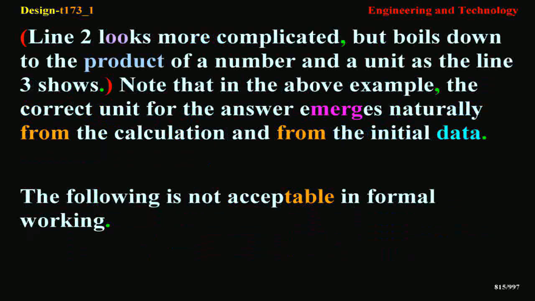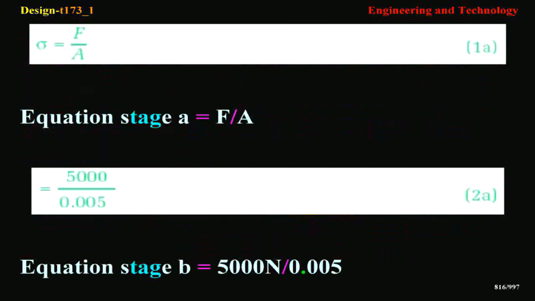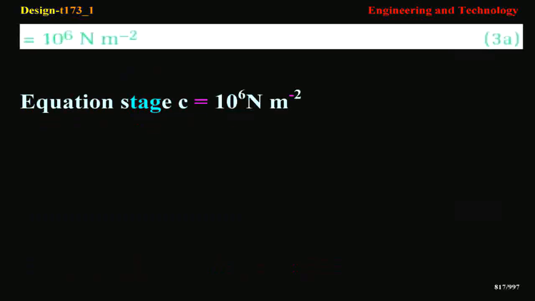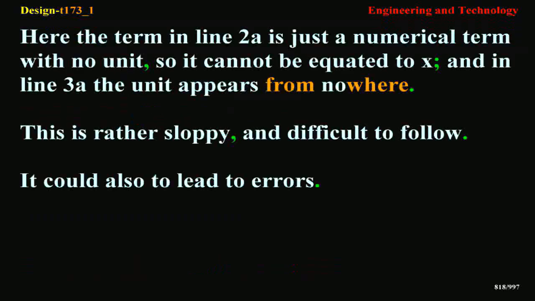The following is not acceptable in formal working. Line 1: σ = F/A. Line 2a: σ = 5,000 / 0.005. Line 3: σ = 10^6 N m^-2. Here the term in line 2a is just a numerical term with no unit, so it cannot be equated to σ. And in line 3 the unit appears from nowhere. This is rather sloppy and difficult to follow. It could also lead to errors.